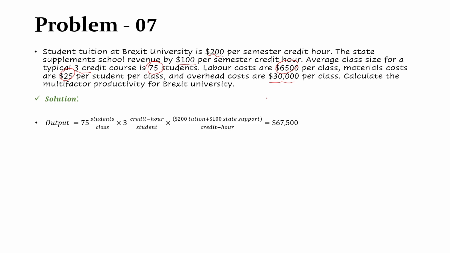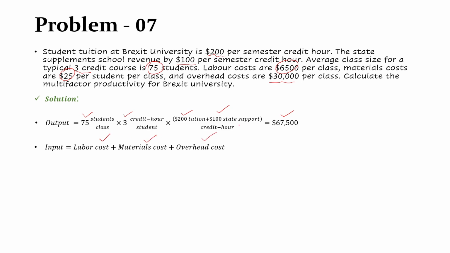First, we calculate the output. The output is calculated as follows. We know that we have 75 students per class. We multiply that value with 3, which is the credit hours per student. And we know that the amount paid by the state is $100 and the amount paid by the student is $200 per credit hour. So in that case, our output value is $67,500.